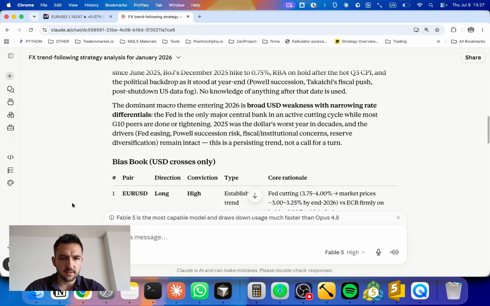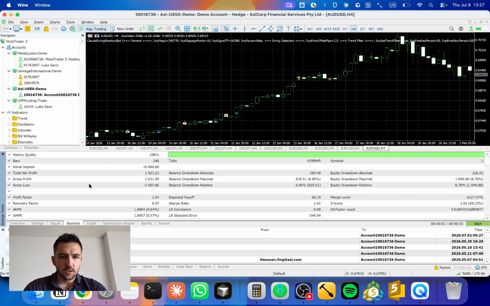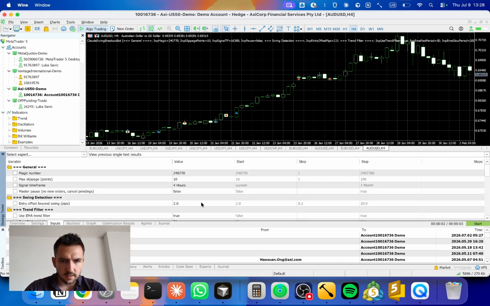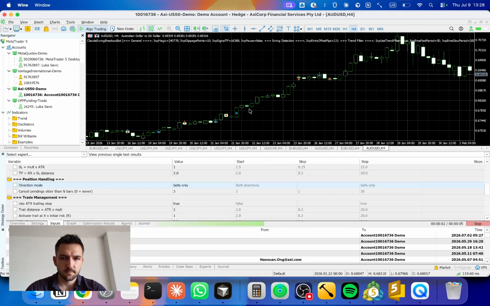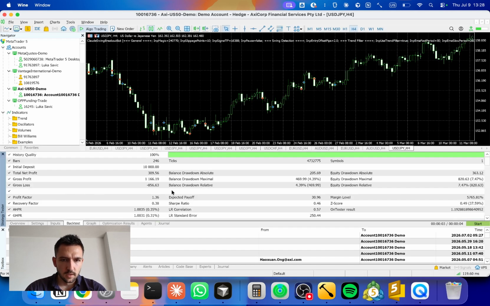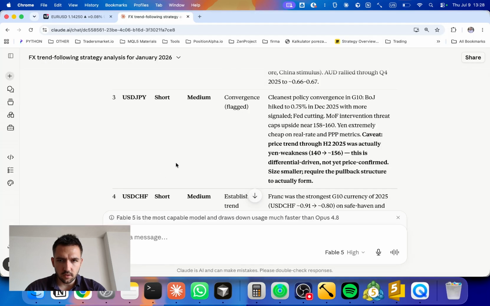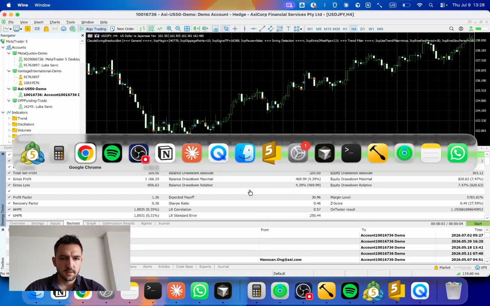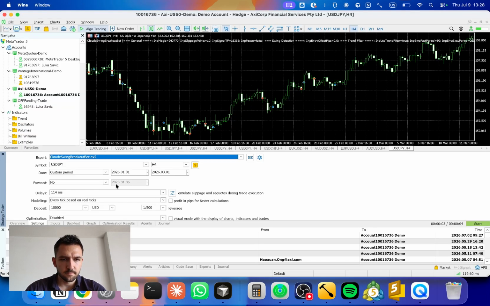Let's see what's going to be next. So next is USD JPY short. So let's go to USD JPY. Let's change here to sells only, and let's start. Backtest, this made $309. And let's see USD CHF. This was also shorts.